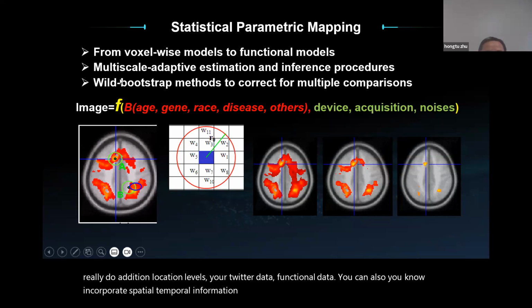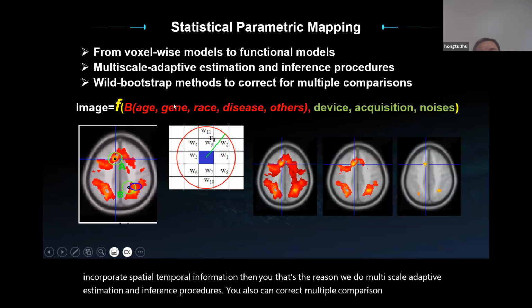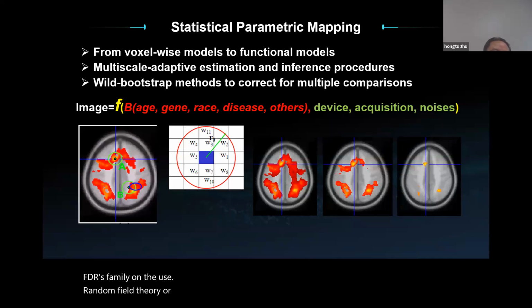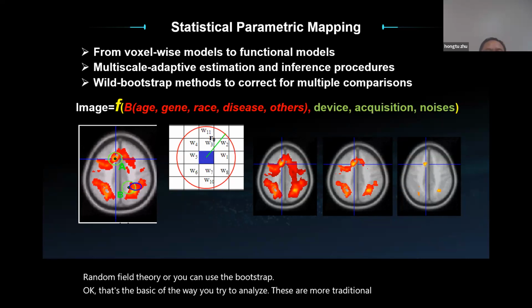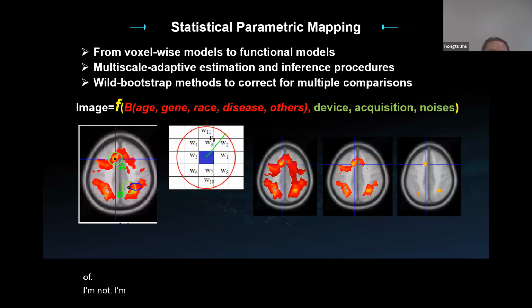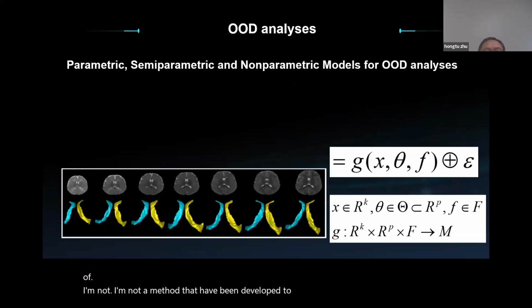That's the reason we do multi-scale adaptive estimation and inference procedures. You can also correct for multiple comparisons by using FDR, family-wise error with Gaussian random field theory, or the bootstrap method. That's basically what you do when you analyze this. These are more traditional statistical methods, and a lot of them have been developed in this direction.